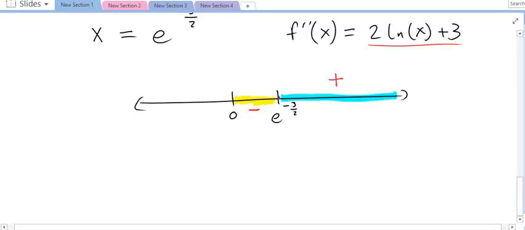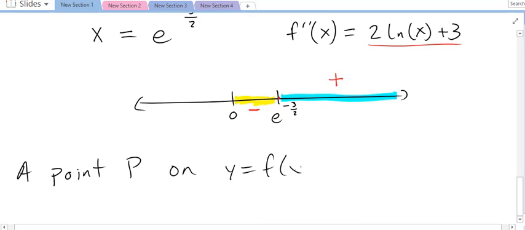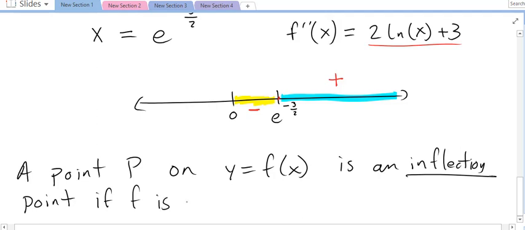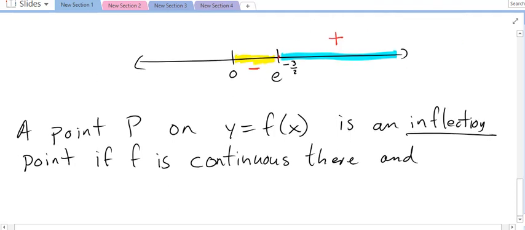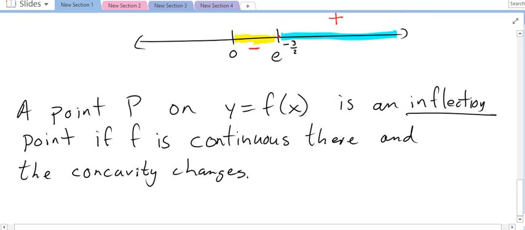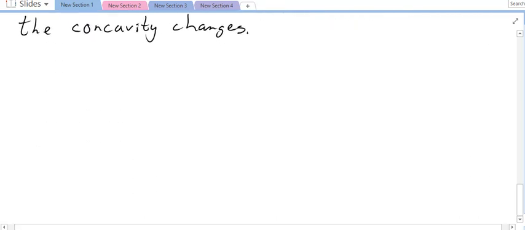So this type of point where we switch concavity gets a special name that we'll bring up now. We'll say that a point P on y equals f of x is an inflection point if f is continuous there and the concavity changes as well. So the point that we had in our last graph that we showed would be an inflection point in this graph.